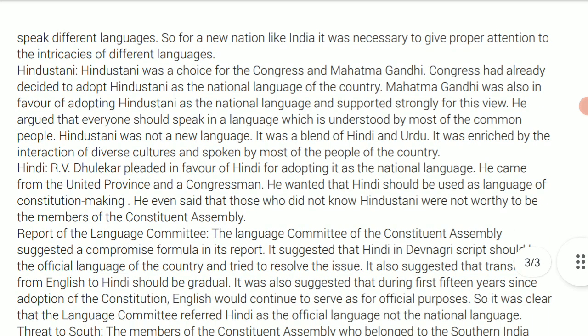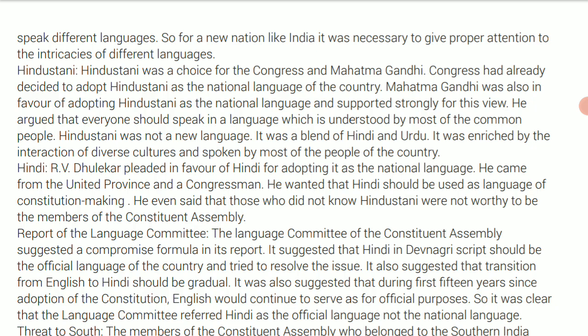So at that time, Hindustani was, you can say, popular, and most of the people spoke Hindustani. It was a mixture of Hindi and Urdu. Hindustani was the choice of the Congress and Mahatma Gandhi. Congress had already decided to adopt Hindustani as the national language of the country. Mr. Gandhi was also in favor of adopting Hindustani as the national language and supported this view strongly. He argued that everyone should speak in a language which is understood by most of the common people. Hindustani was not a new language, it was a blend of Hindi and Urdu. It was enriched by the influence of diverse cultures and spoken by most of the people of the country.